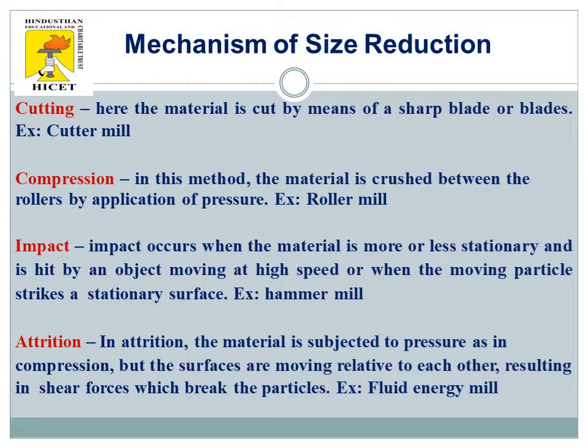The fourth and foremost principle is attrition. In attrition, the material is subject to a pressure as in compression, but the surfaces are moving relative to each other. Due to this movement of particles, shear forces result, which break the particles into very fine sizes. The example for this principle is the fluid energy mill.